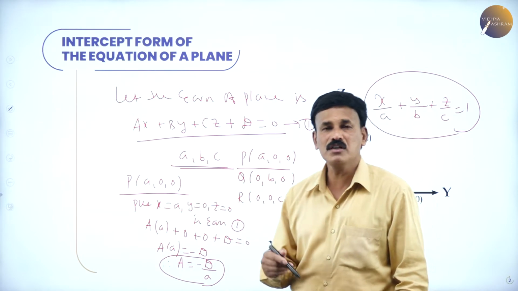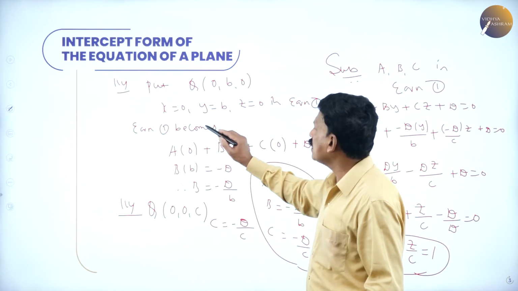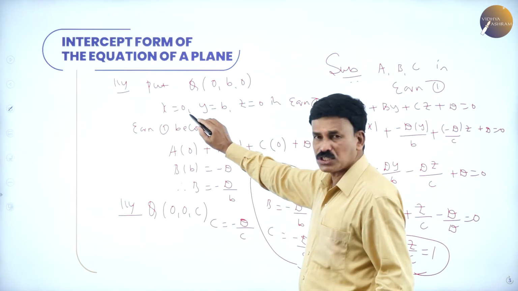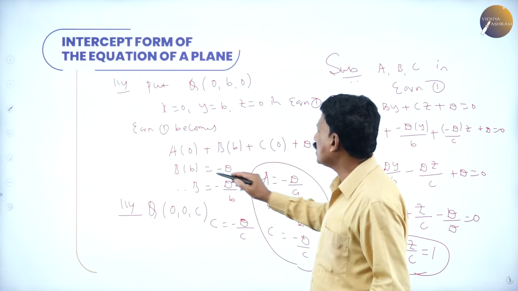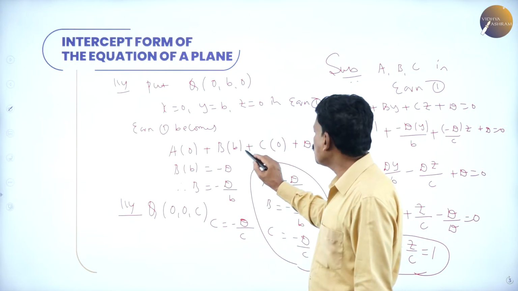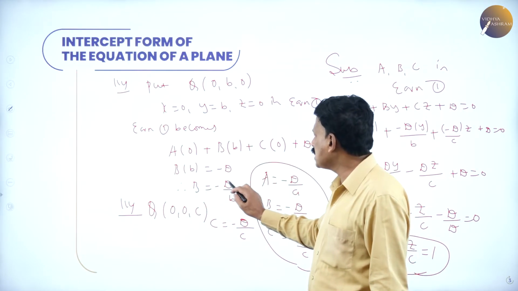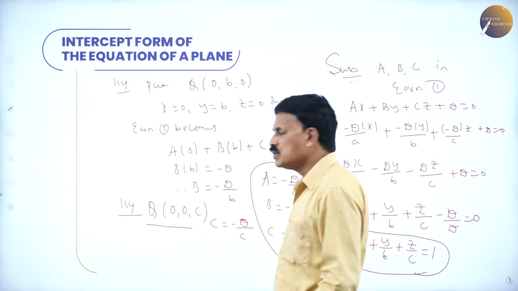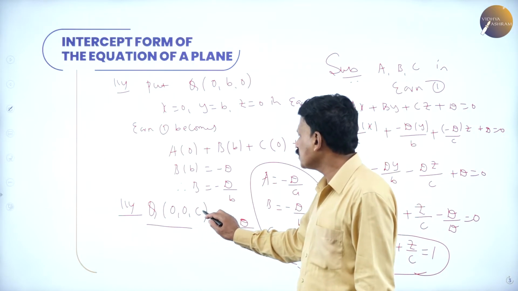Similarly, substitute the coordinates of Q and R. Put Q, 0, b, 0. From this, x is equal to 0, y is equal to b and z is equal to 0 in equation number 1. What we will get? A into 0 plus b into b plus c into 0 plus d is equal to 0. So therefore, capital B is equal to minus d by b. Similarly, substitute the values Q, 0, 0, c in the standard equation. Put x is equal to 0, y is equal to 0 and z is equal to c.